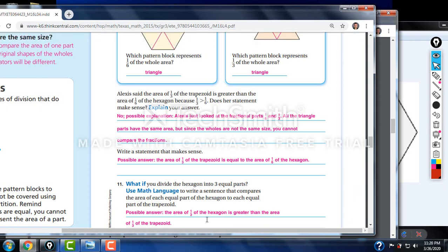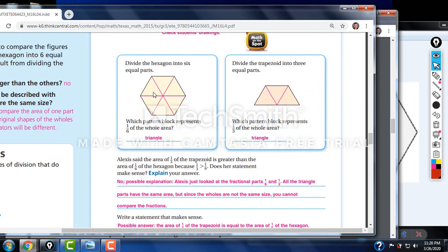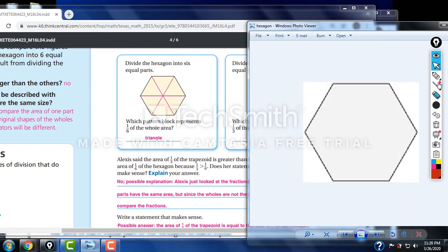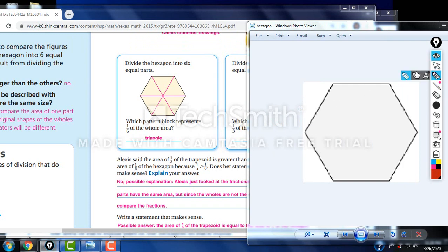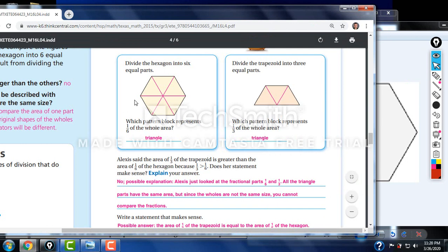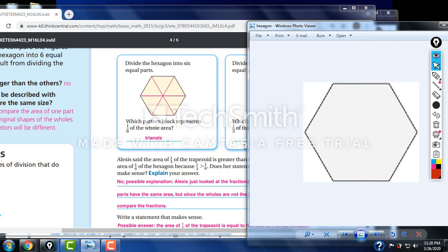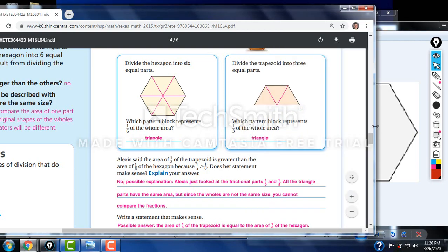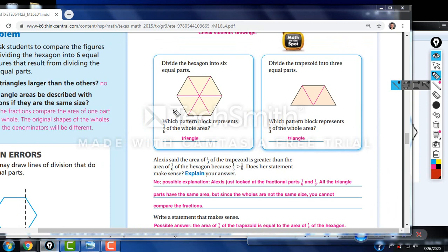Now you were saying, hey, but you said we couldn't compare it because the wholes are not the same. Right, but now we're talking about the area. We're not looking at the fraction, we're looking at the area of the shape. So if I divide this hexagon into thirds, the wholes are the same now. Right now it's into 6, so now I'm going to make this one into thirds.